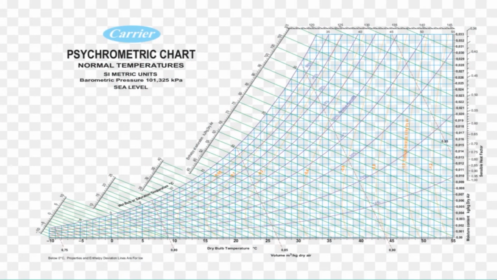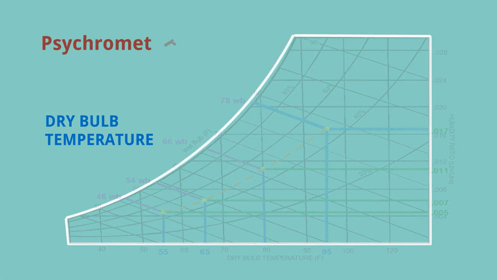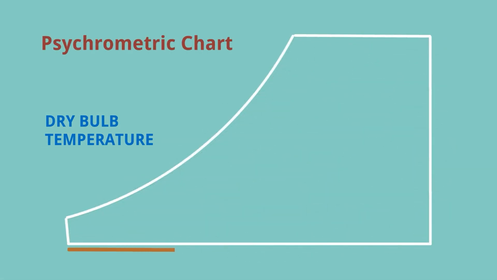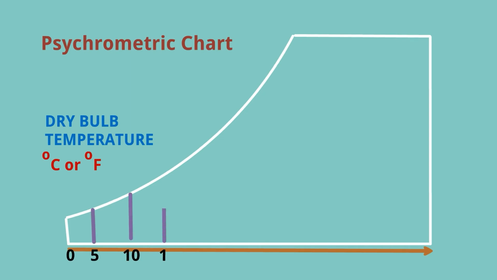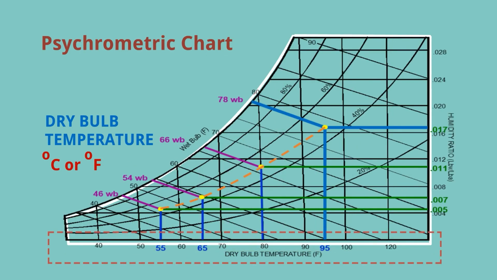We have already seen what the psychrometric chart looks like. Now we will try to point out dry bulb temperature in the psychrometric chart. We have learned this is the outline of a psychrometric chart, and this is the region of dry bulb temperature. Normally it is written in degree centigrade or degree Fahrenheit, and dry bulb temperature looks like 0 degree centigrade, 5 degree centigrade, 10, 15, 20, 25 to 55 degree centigrade. So dry bulb temperature here is shown in degree centigrade or degree Fahrenheit scale.